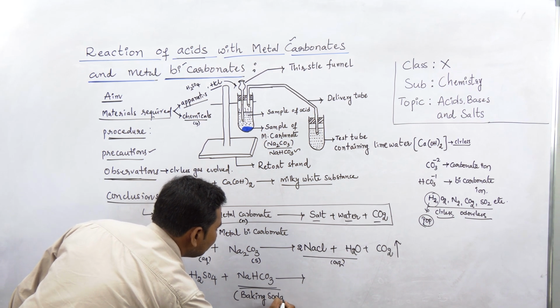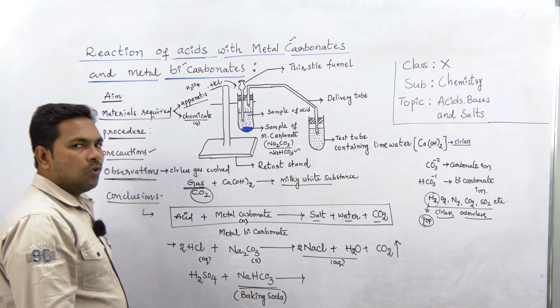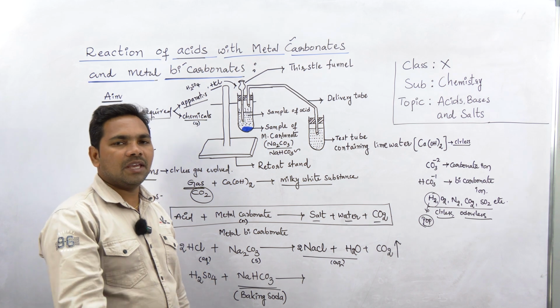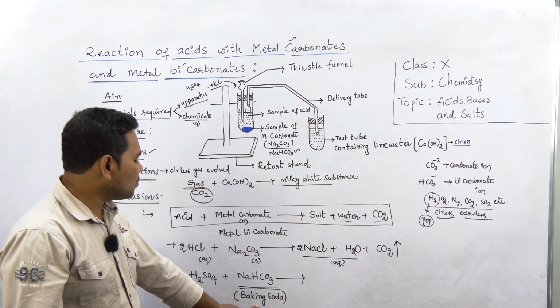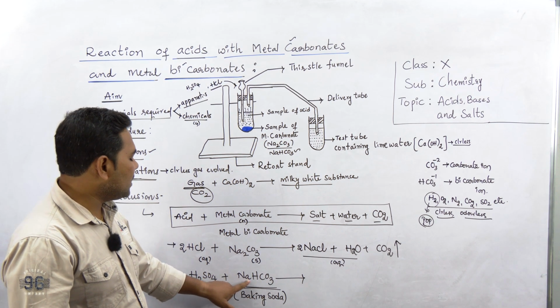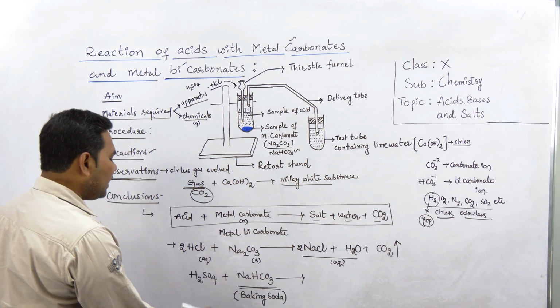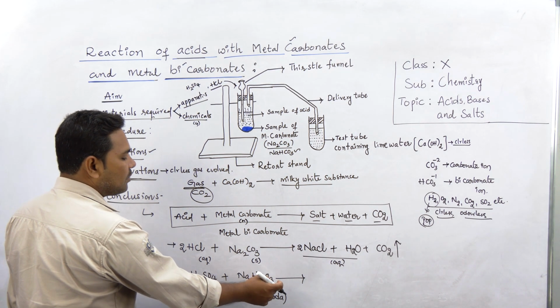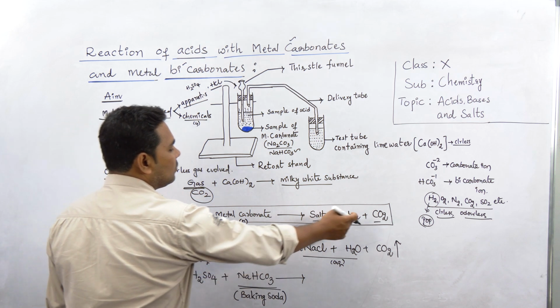This sodium bicarbonate is also called baking soda. So you will commonly get in the exam, what happens when acid reacts with baking soda, right? You should know the baking soda chemical name is sodium hydrogen carbonate, and its formula is NaHCO3. When acid reacts with metal hydrogen carbonates, it produces salt, water and CO2.